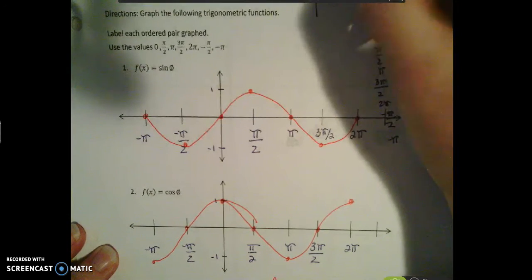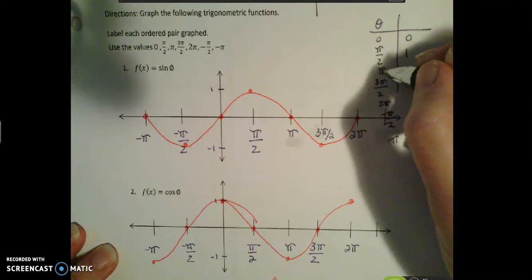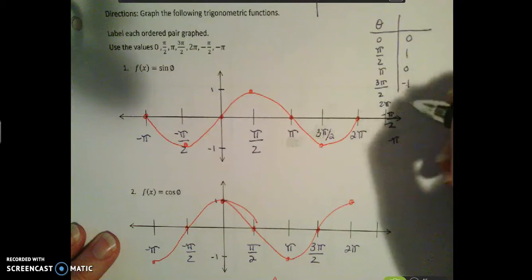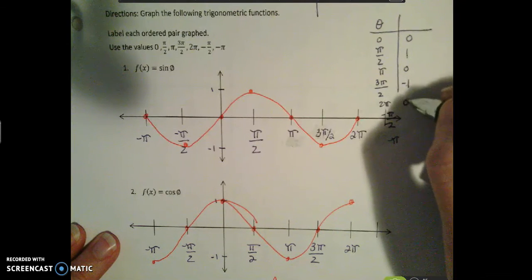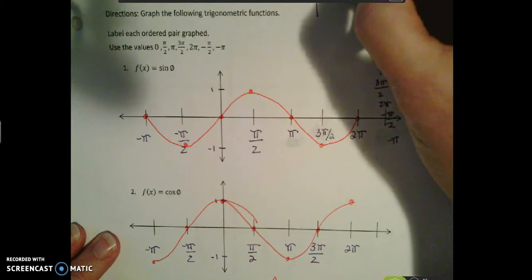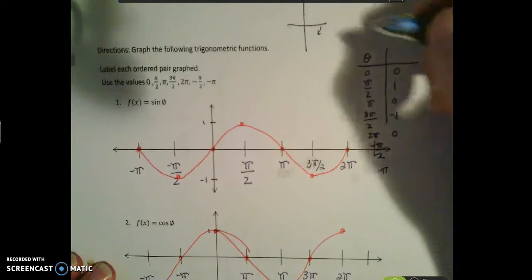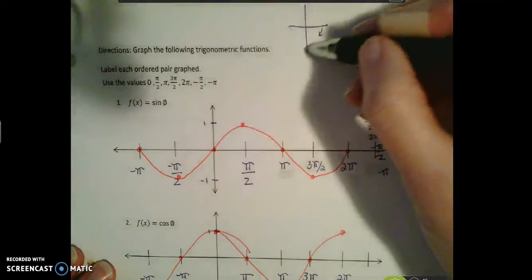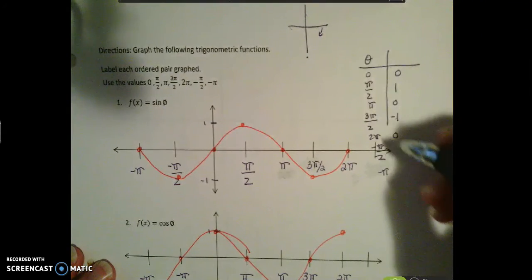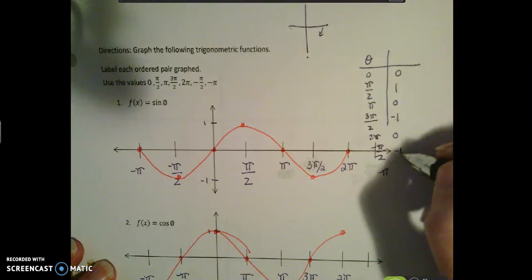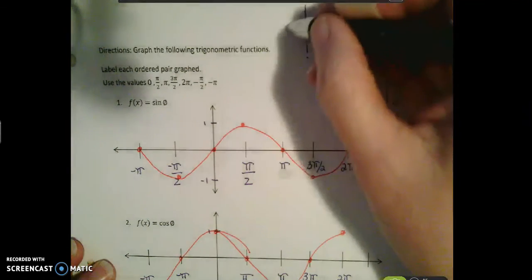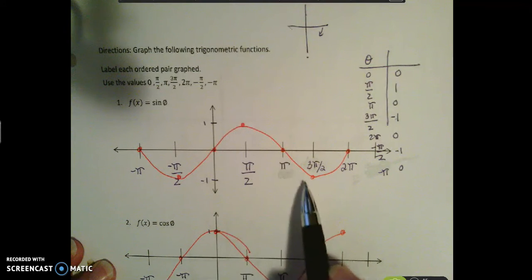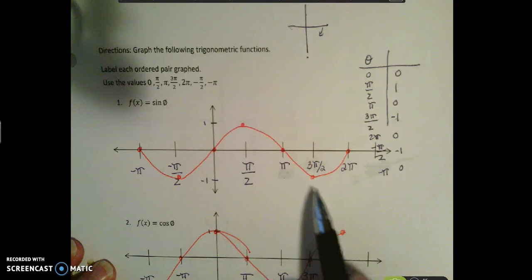Sine at pi over 2 is up here, that would be 1. Sine at pi is 0. Sine at 3 pi over 2 is negative 1. Sine at 2 pi is 0. Negative pi over 2 just means I'm rotating this way instead of the other way. So negative pi over 2 would be down here, so negative pi over 2 is negative 1. And then negative pi just means I went all the way back around. It's 0 again.